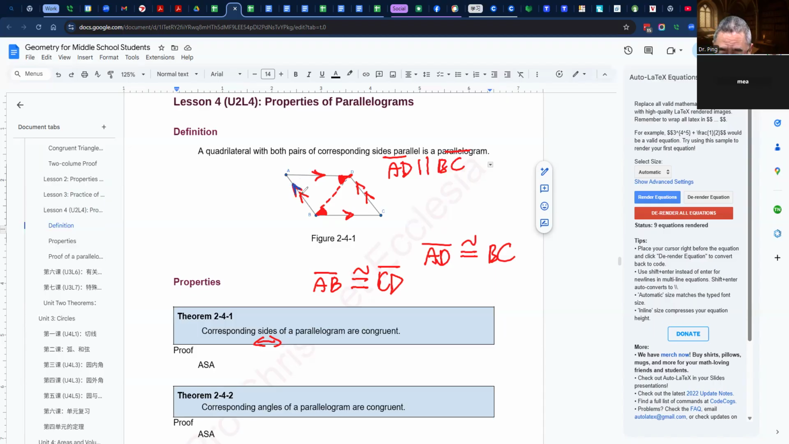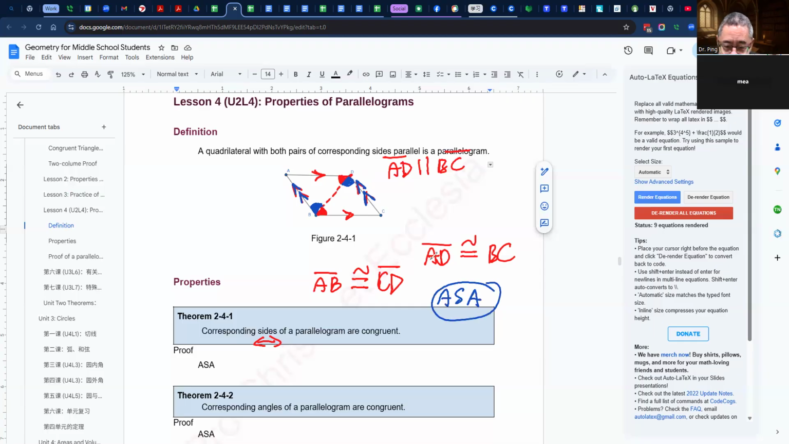This side is parallel to this side. So therefore, this angle and this angle are congruent. Now, as you can see, we have two angles that are congruent, and between these two angles we have the side, which is common. So therefore, we have angle, side, angle.